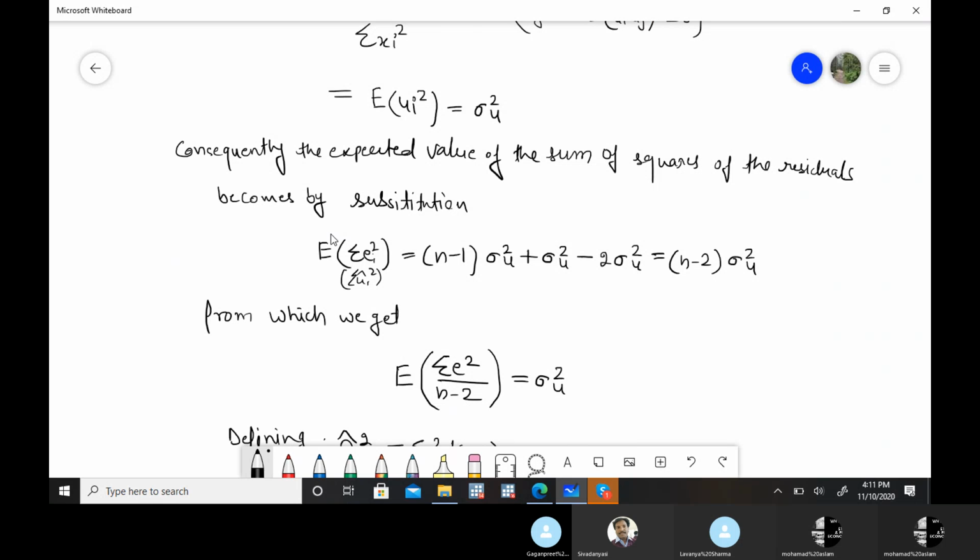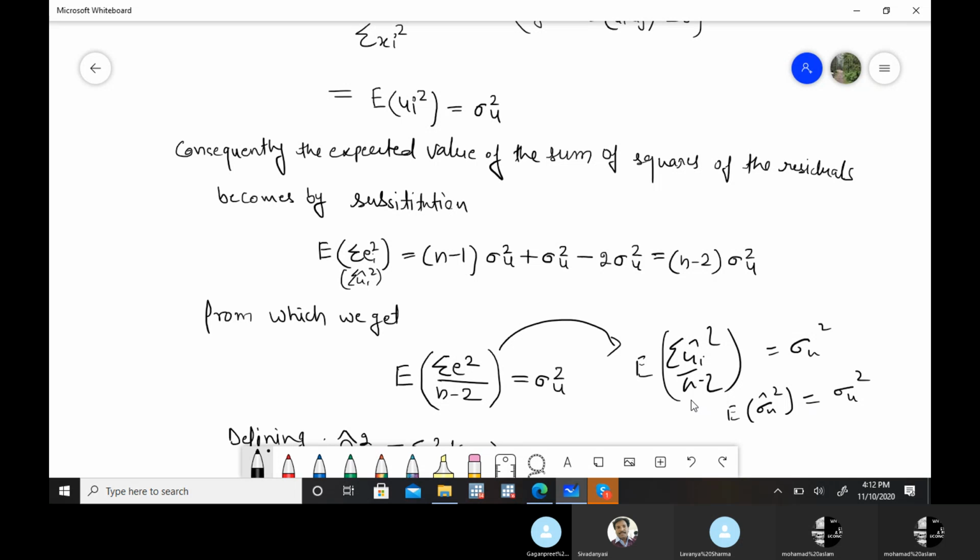So what it means is that, if I can say it in the form of Gujarati, that is summation ui hat square upon n minus 2, its expectation, the expectation of the residual variance, is equal to the true population variance. The residual variance of the sample is equal to the population variance. So that's the proof.